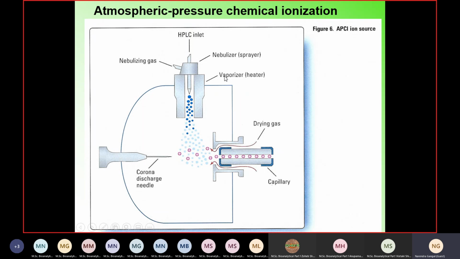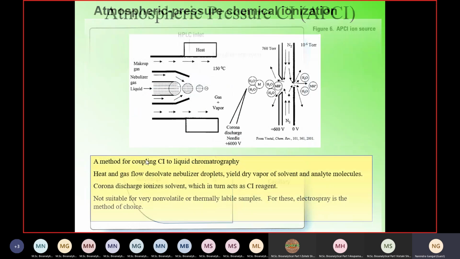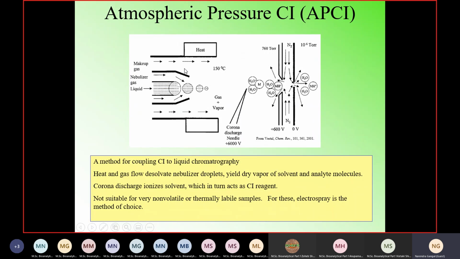Now there is a nebulizer or spray which basically generates the fine spray. The vaporizer inlet is there, so this is again heating up. Now when all these droplets are coming out, they contain solute and solvent both. Now there is a corona discharge needle, or you can say a very high voltage has been put here. So I will show you another diagram in which it's more clear.